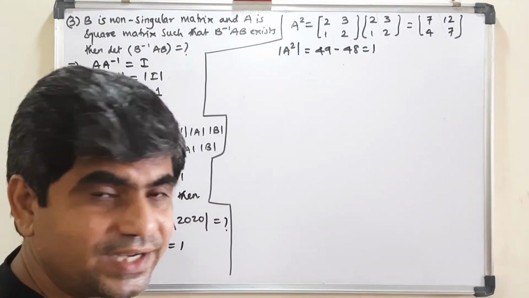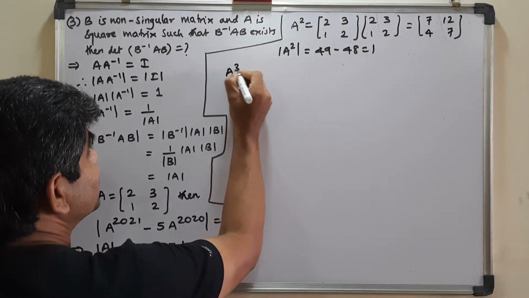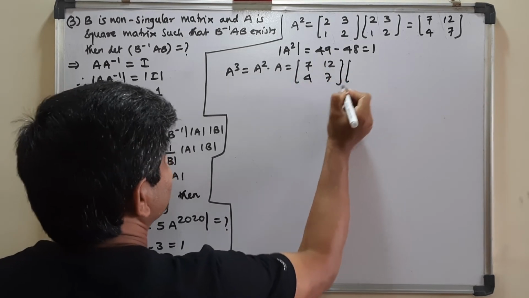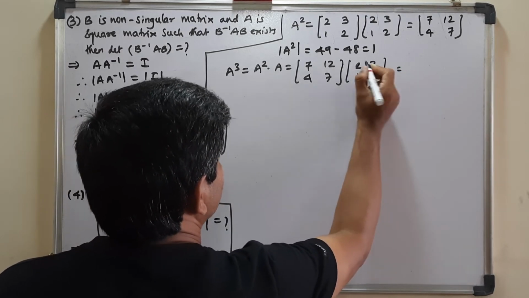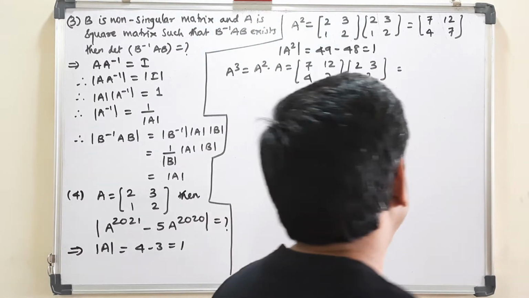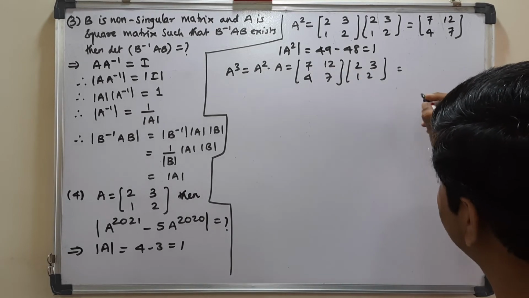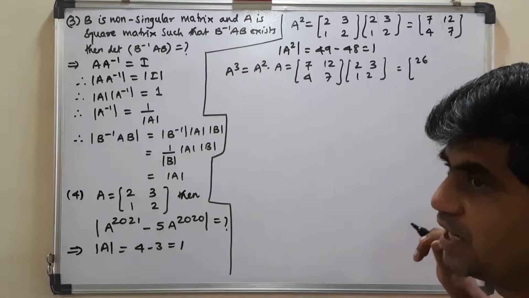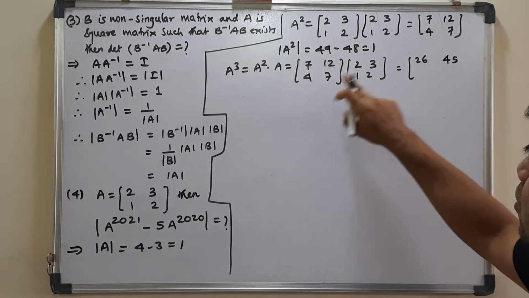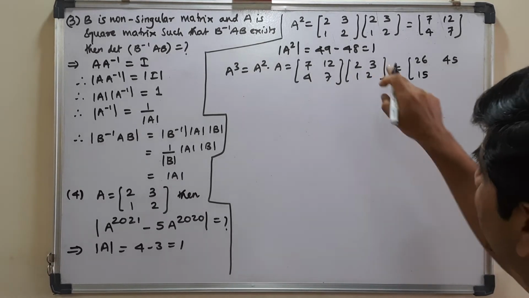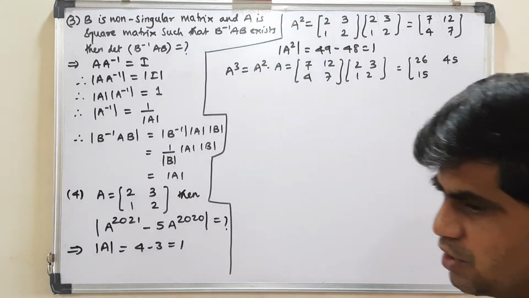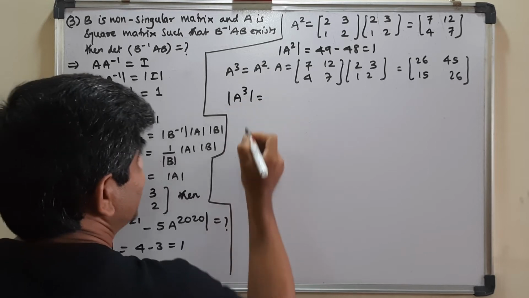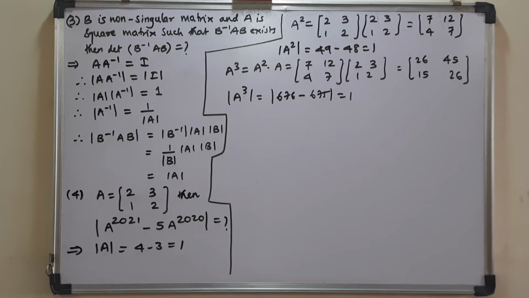If I take A cube, A cube will be A square into A, which is [7, 12; 4, 7] times [2, 3; 1, 2]. This becomes: 7 twos are 14, 14 plus 12 is 26; 7 threes are 21, 21 plus 24 is 45; 4 twos are 8, 8 plus 7 is 15; 4 threes are 12, 12 plus 14 is 26. The determinant of A cube, when I multiply it out, I got 1 only.